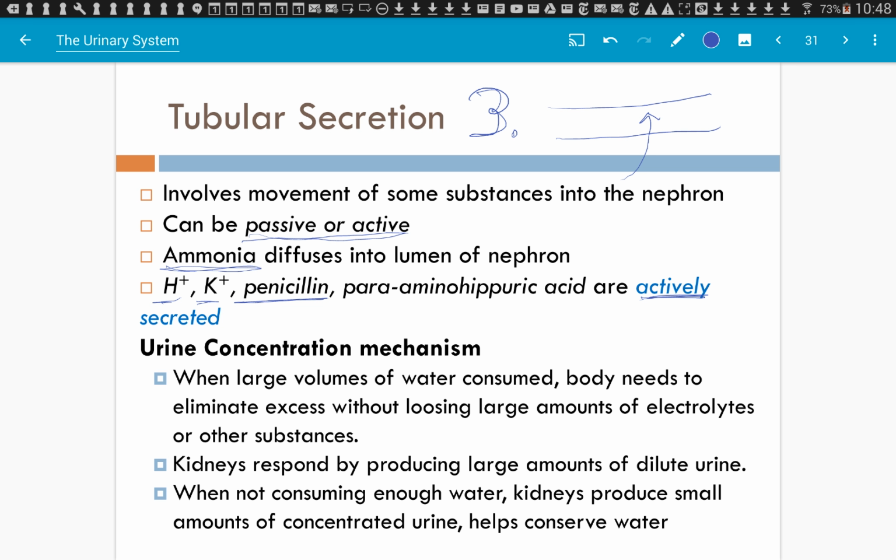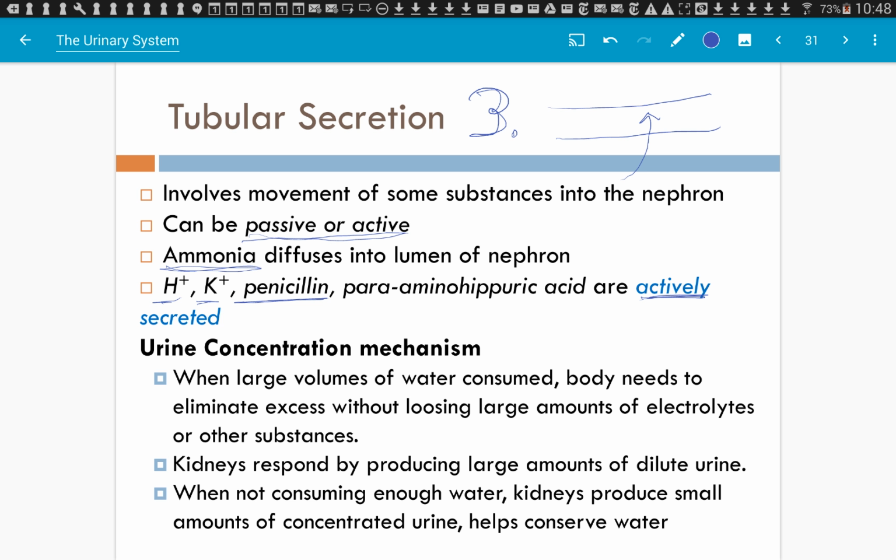Okay, so urine concentration. When you drink lots of water, what is going to happen to your urine? It gets clear. So what does that mean about the concentration of your urine? So it becomes more dilute. Excellent. You guys are so good.